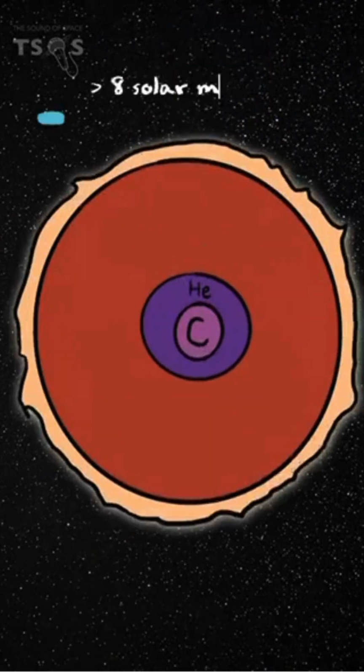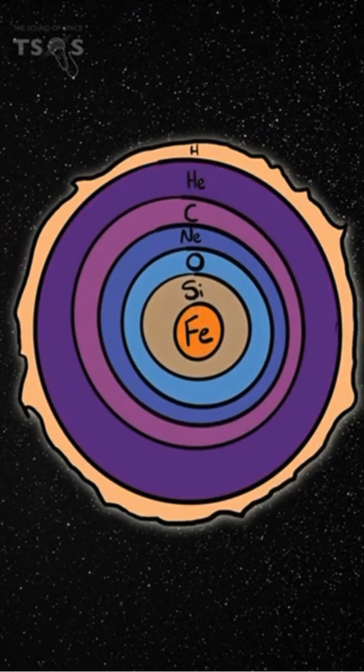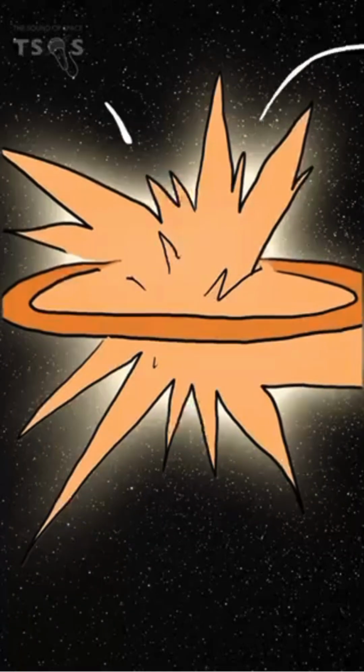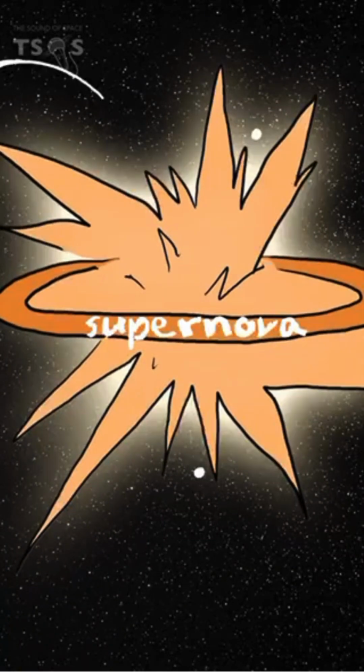If a star has more than 8 solar masses, a series of core ignitions allows the star to fuse and produce heavier and heavier elements, burning neon, oxygen, silicon, and finally iron. Once a star achieves an iron core, it runs out of fuel and collapses under its own gravity, initiating a supernova, distributing the star's elements throughout the universe.